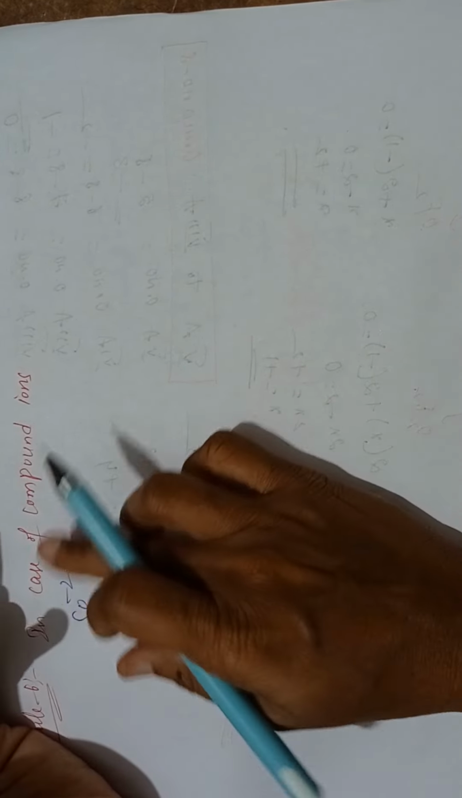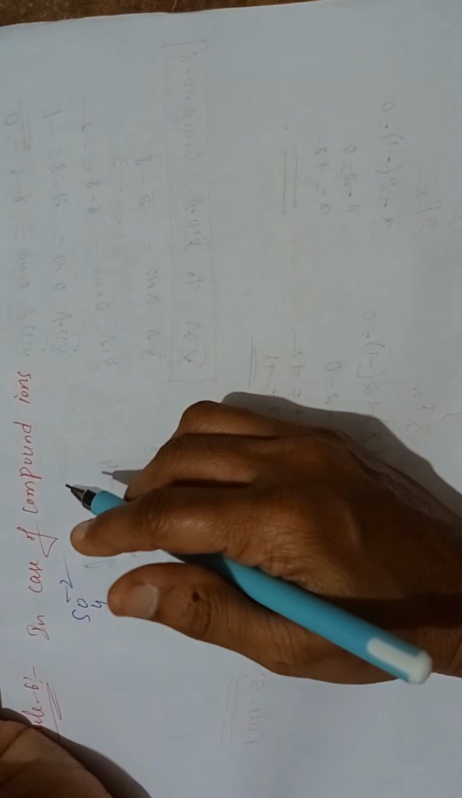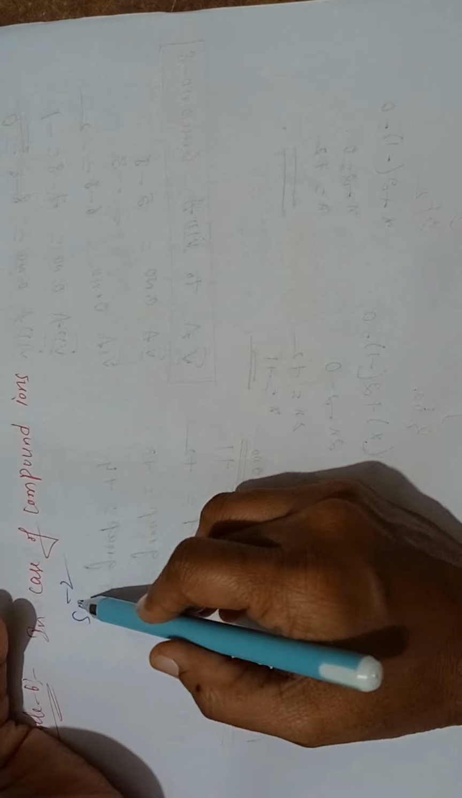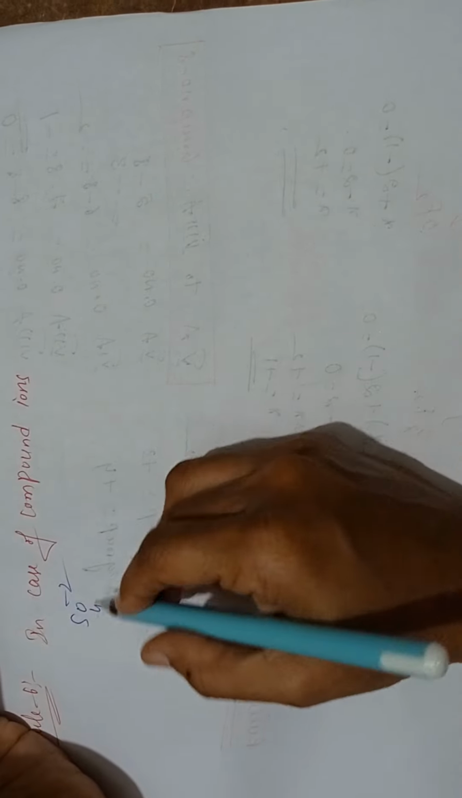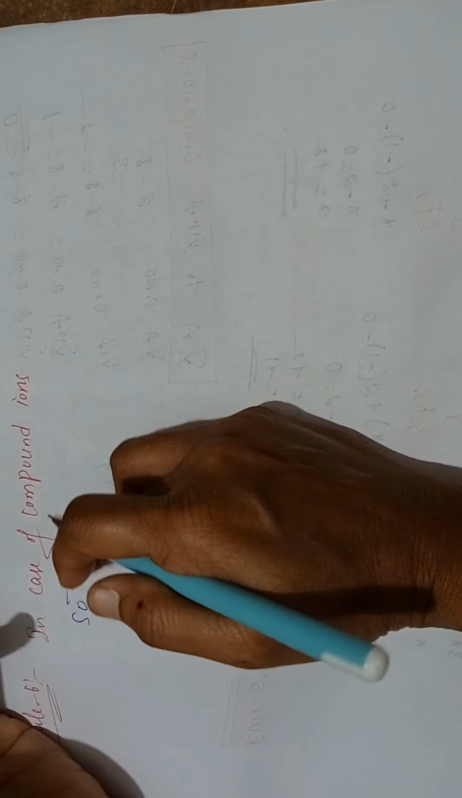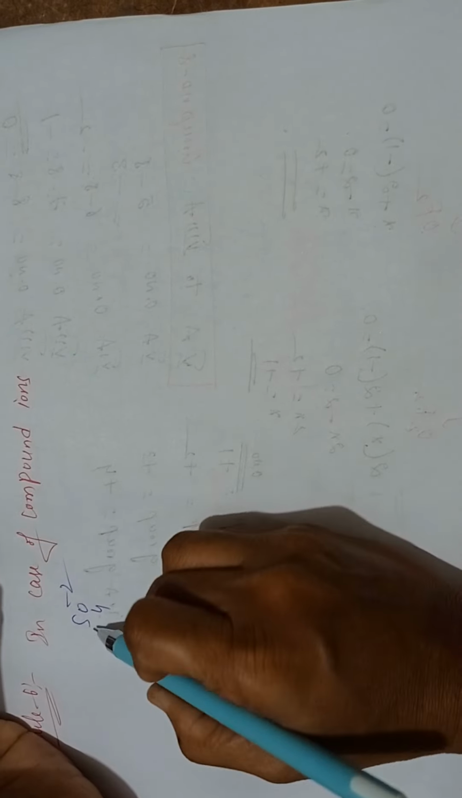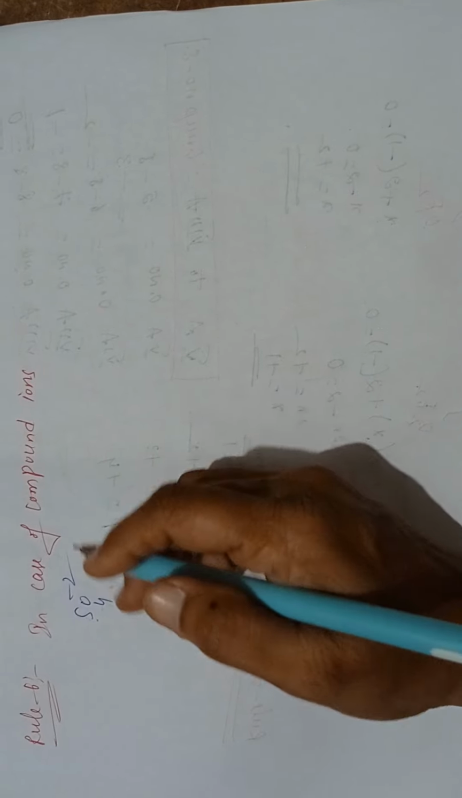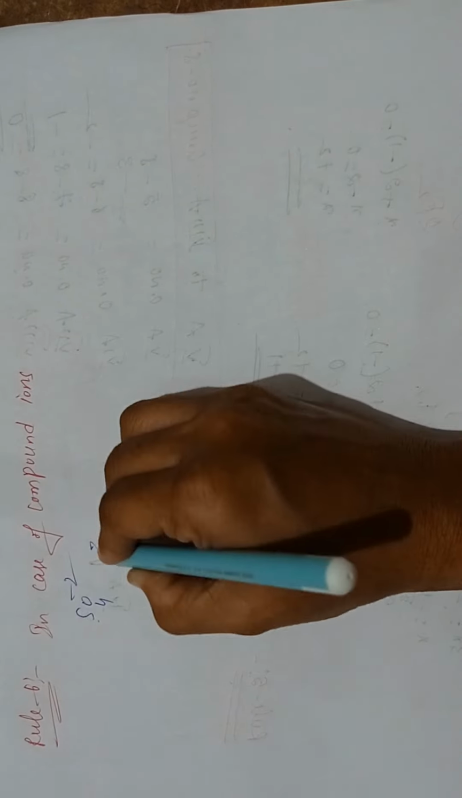Now in the case of a compound ion, how do we write the oxidation number? You have to take the charge equal to the sum of the oxidation numbers of all the atoms present in the compound. SO4 minus 2 is there, and I want to find the sulfur oxidation state.